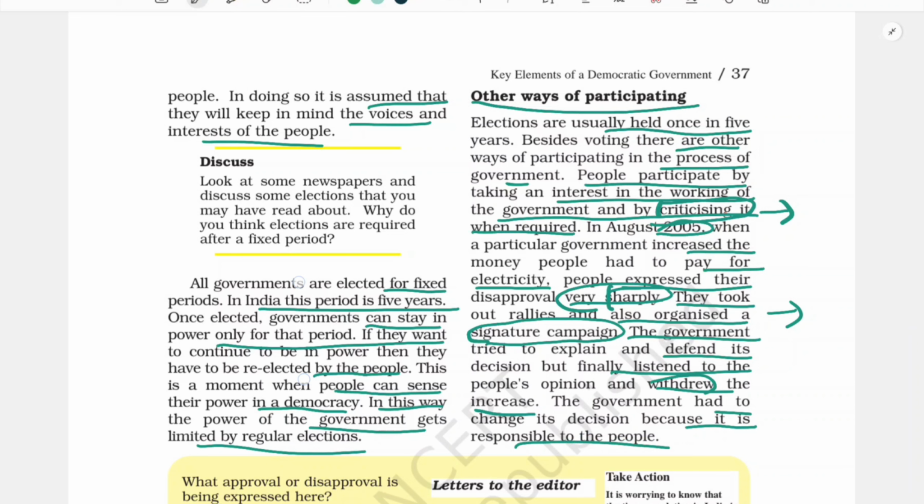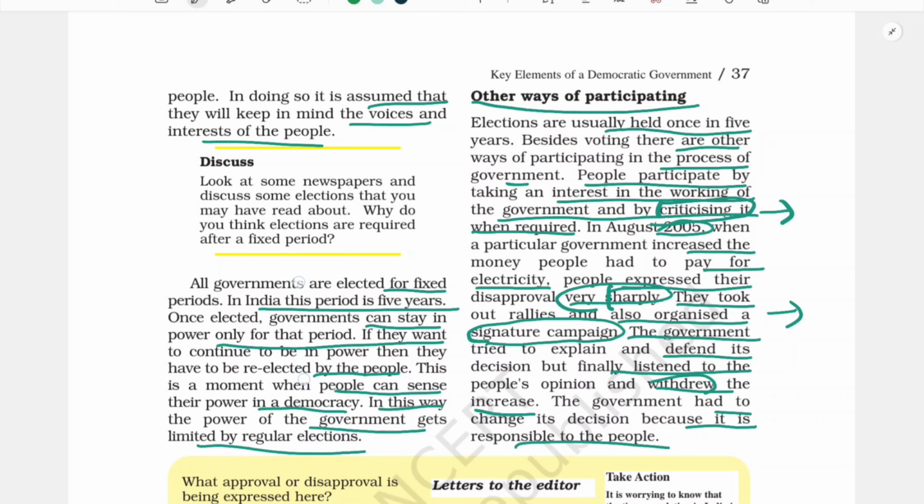So what does it show? The government changed because it is responsible to the people, because it is those people who are going to give it power in the next election. Keeping that in mind, the government withdrew its decision. So it shows the power of the people in a democratic government. In the case of a non-democratic or monarchical government, as you have seen, whatever the king announces will be full and final. The people do not have any power to speak up.